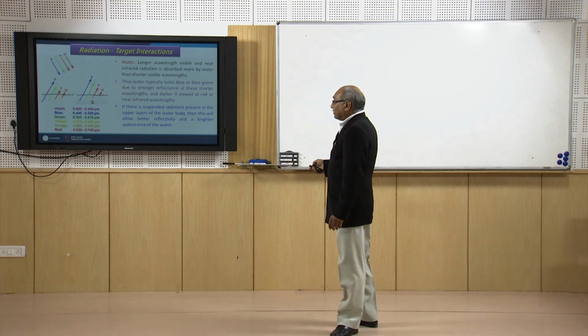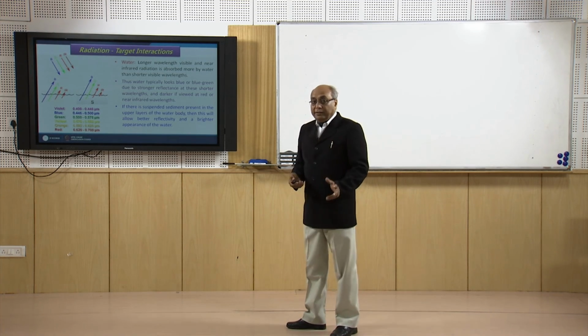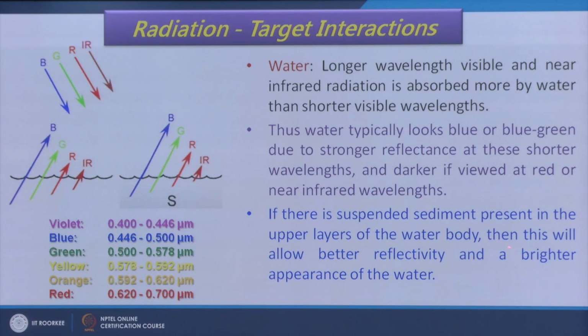And if there are suspended particles present in the upper layer of a water body, this will allow better reflectivity and a brighter appearance of the water. So if it is not pure, like here where suspended particles are shown, then you will get a larger reflection in these parts, maybe a little more in the red, and maybe less in the infrared. This kind of change will occur when we have suspended sediments, or what we also call turbidity, present in the water bodies.